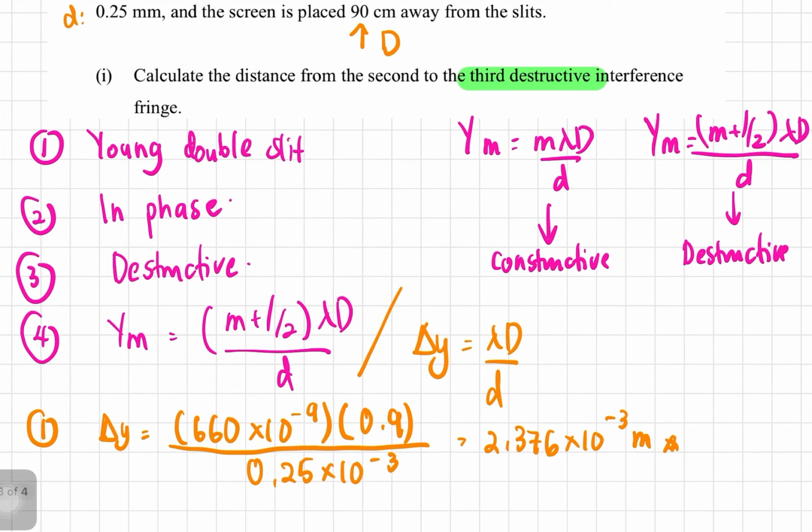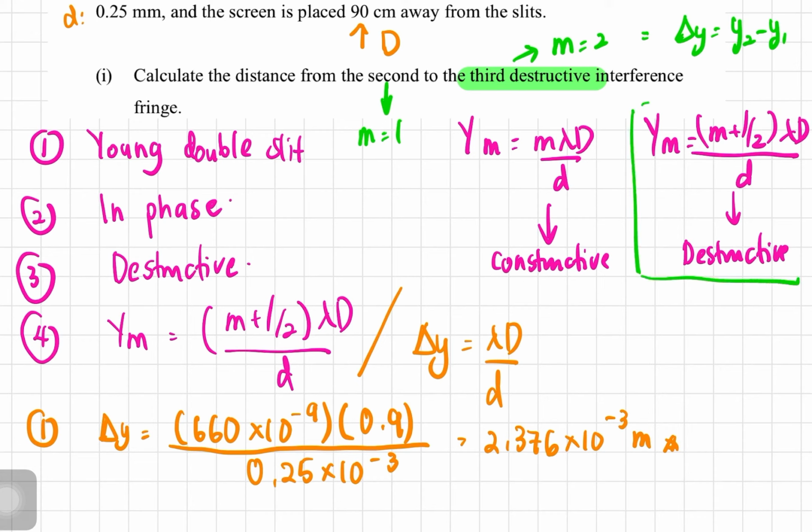Or else you can use this equation here, but for this equation you have to be careful. The second and third destructive interference: second destructive interference means that the number of order is m equal to 1. Third dark fringe, number of order is 2. So basically delta y equals y2 minus y1, meaning you are able to calculate individually using this equation down here. For y2, you just substitute m as 2, then substitute m as 1 to get the value for y1, then just subtract the values. Next you're going to get the same answer. If you really have no idea how to do it, you can try it that way.